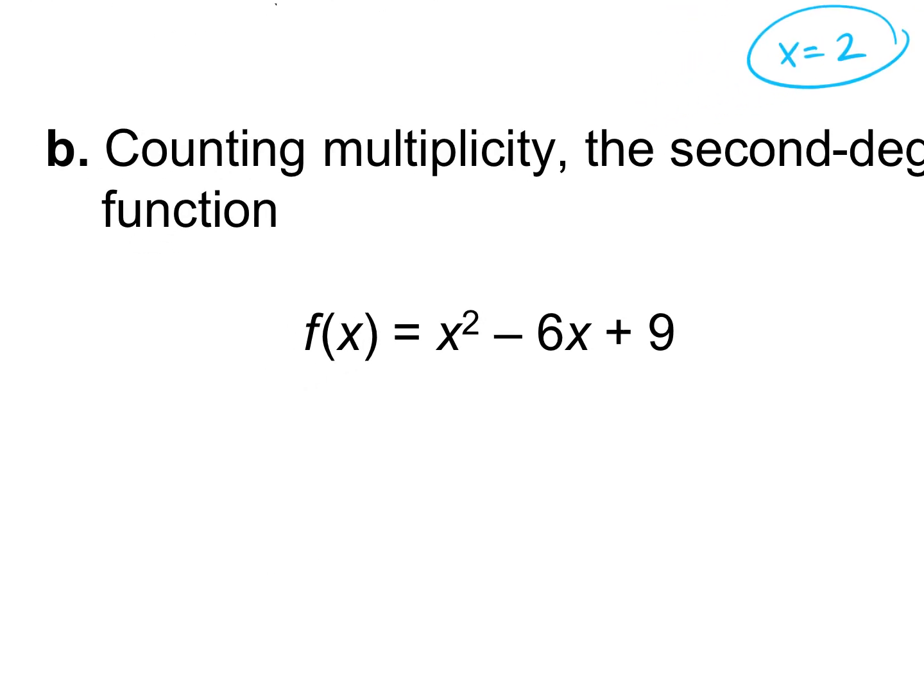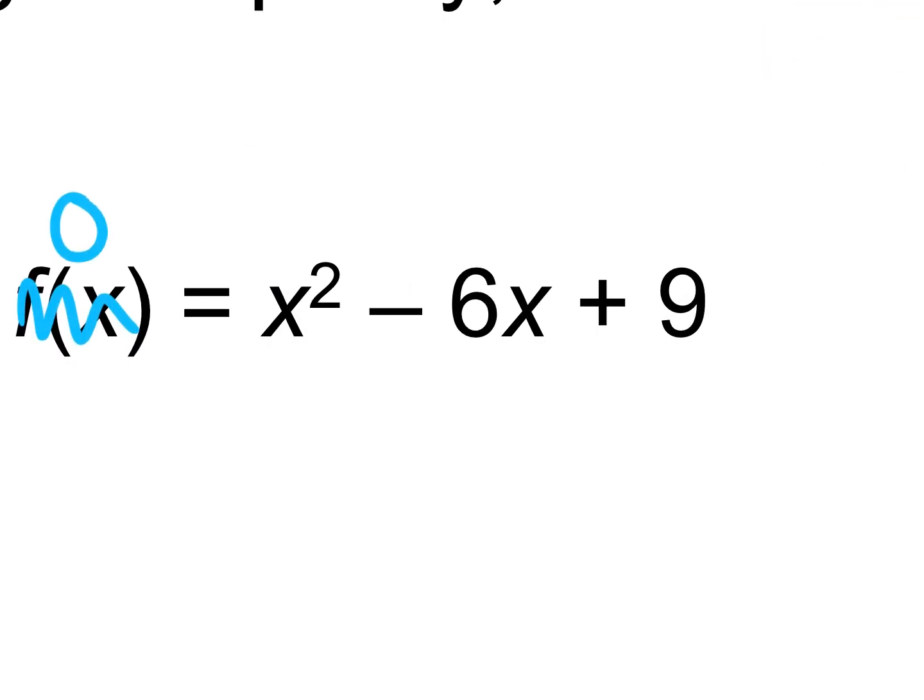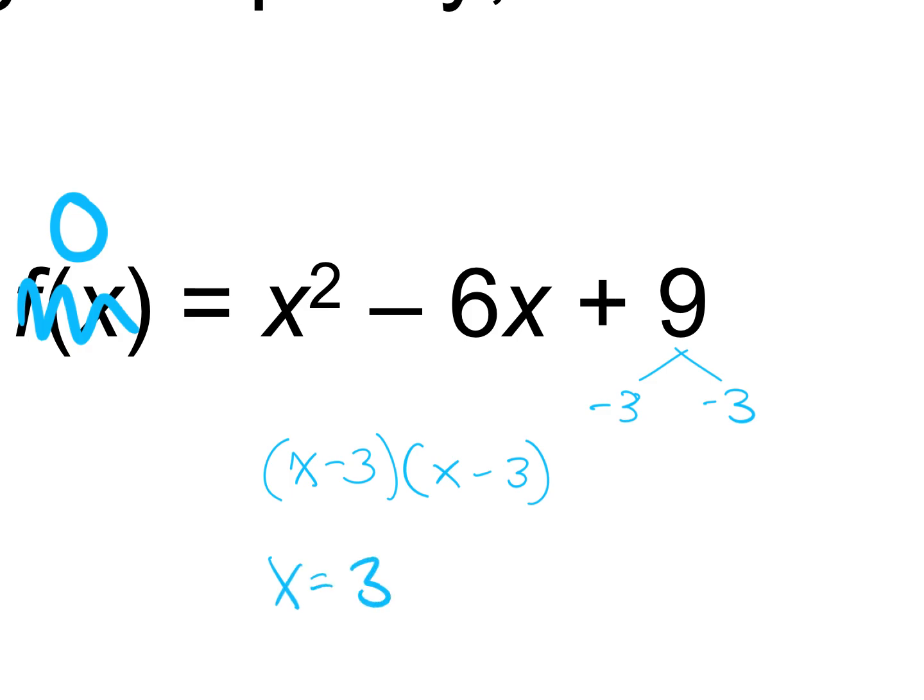For B, we'd change f of x to be 0. How would we solve here? Factor. What are 2 factors of 9 that add to -6? -3, -3. So we have x minus 3 and x minus 3. So x equals what? 3 and 3.